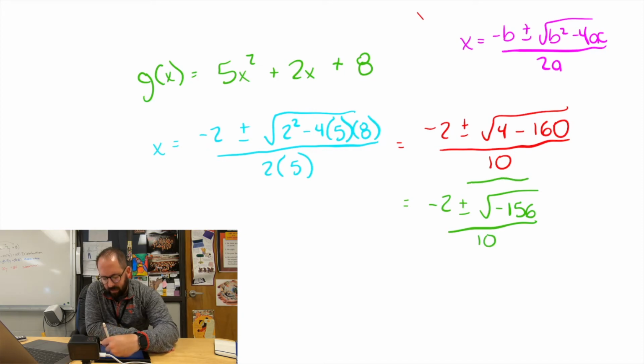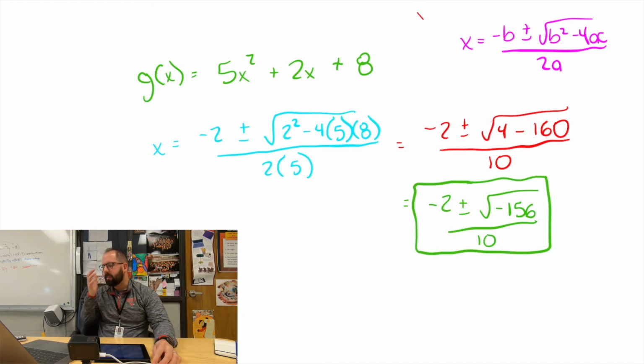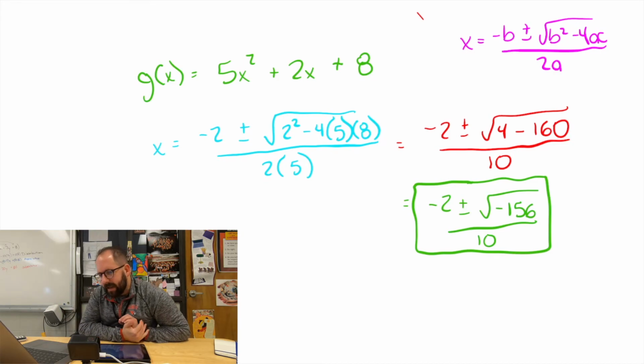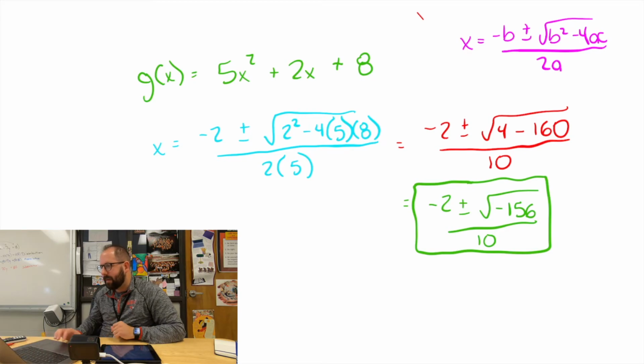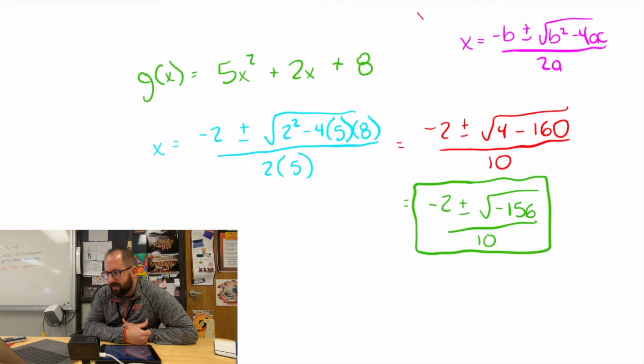Why is this a problem? Can somebody state it? Maybe put it in the chat. Maybe you just know. Why is that an issue? Why would this problem, because we did all the math right, why is this a problem to me? Anyone know? You can unmute yourself, type it in the chat. What do you think? Why is this a problem? Anyone have any ideas?